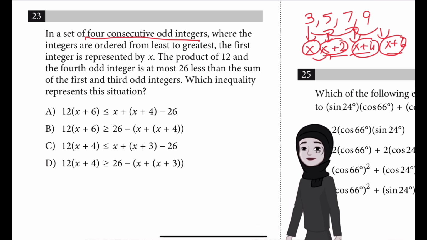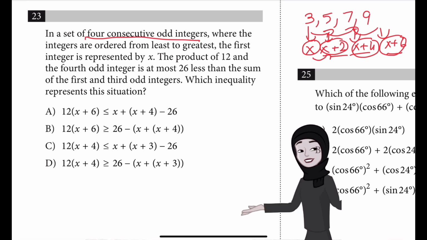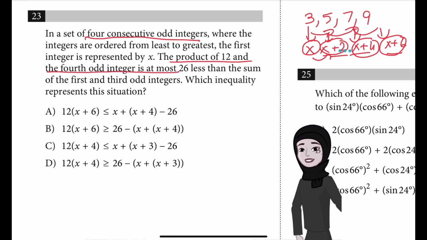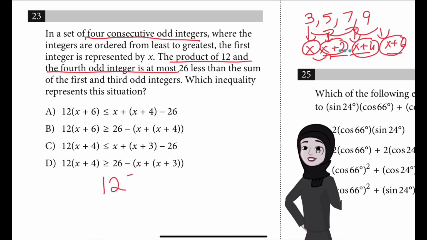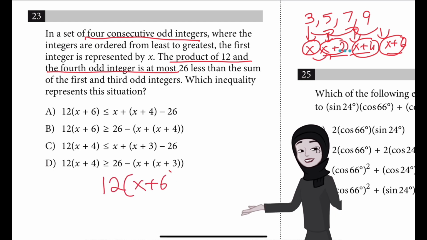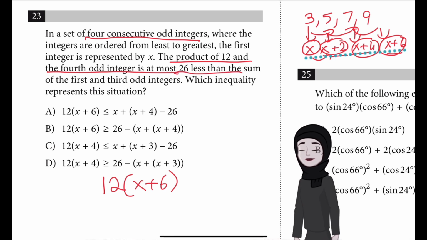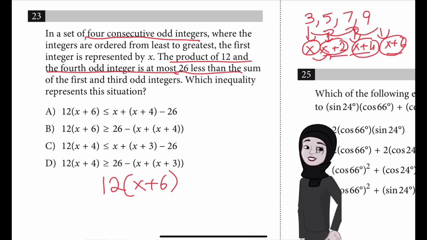So it's given that the 4 odd integers are consecutive, ordered from least to greatest, and that the first odd integer is represented by x. So it follows that the second odd integer is represented by x plus 2, the third by x plus 4 and the fourth by x plus 6. Therefore, first it says the product of 12 and the fourth odd integer. What will that be? It will be 12 times x plus 6.